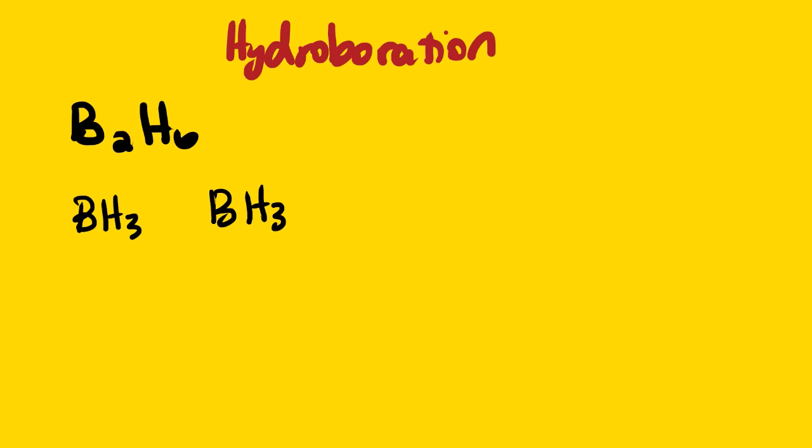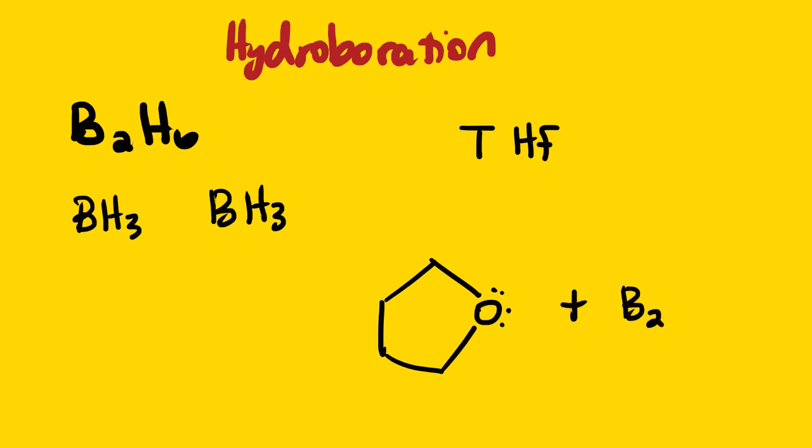So tetrahydrofuran, we normally use THF to abbreviate this cyclic ether. It is actually like this, and it has oxygen. When you react this with diborane, we are going to yield two of this, because remember that one borane will react with one tetrahydrofuran.